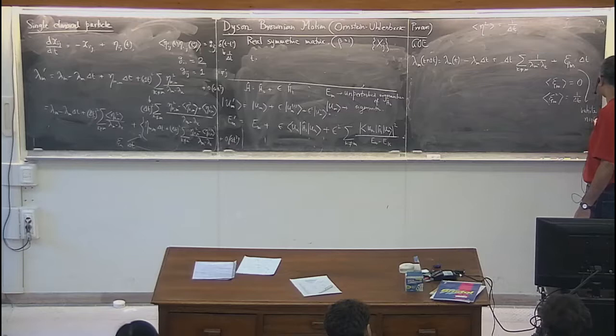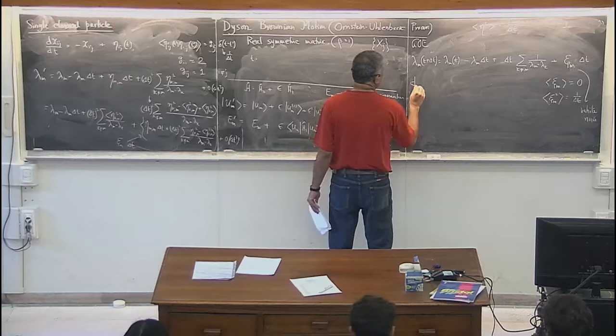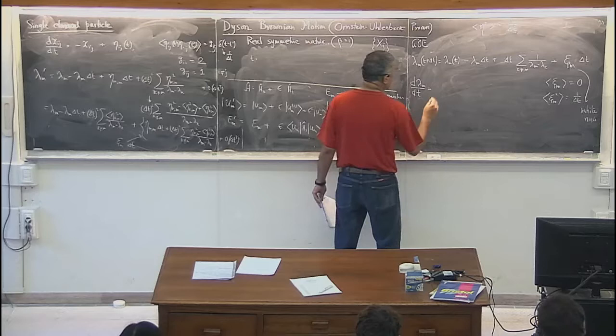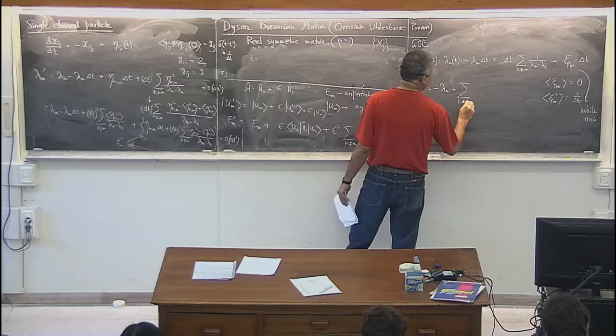Okay. So then we have it. So what you see, therefore, is that d lambda_m/dt... Now I divide by dt and take the limit delta t goes to 0. So this will be minus lambda_m plus the sum over k not equal to m of 1 over (lambda_m minus lambda_k), plus a noise term.